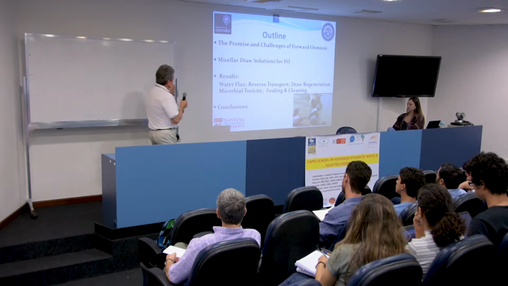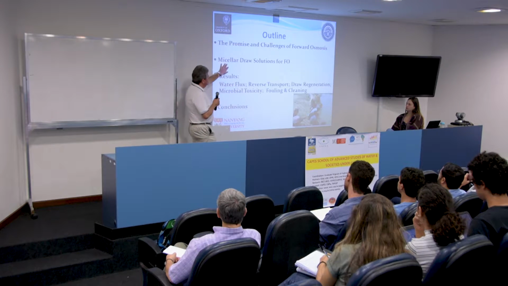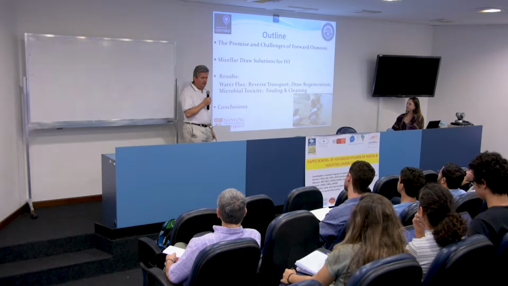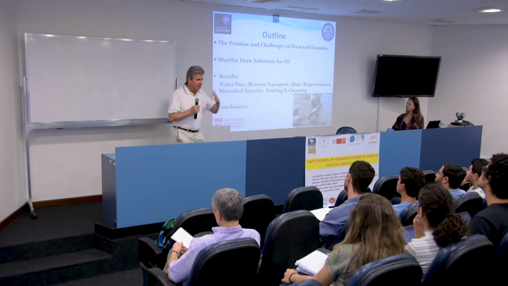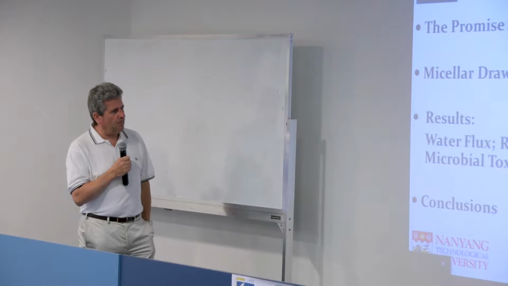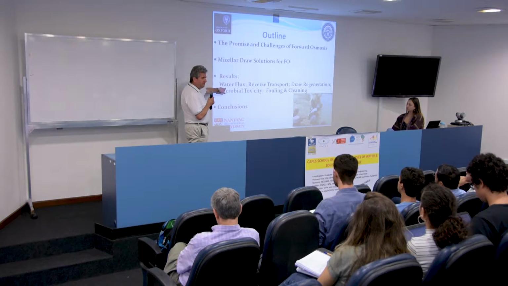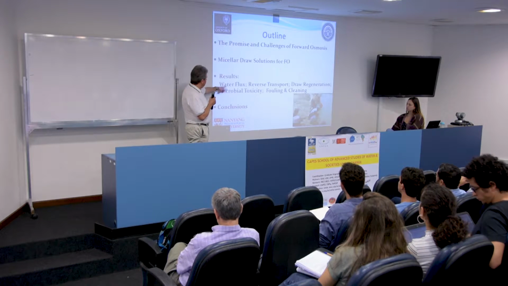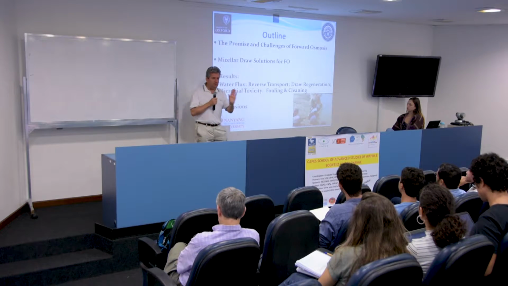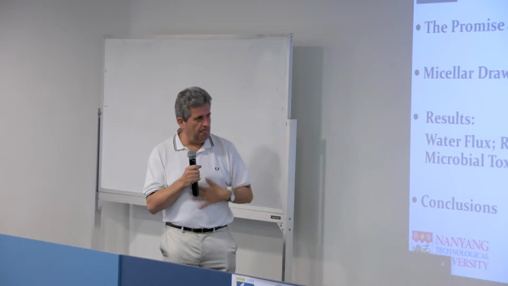So I'm going to talk about the promise and challenges of forward osmosis, and then I'm going to talk about a particular kind of draw solution, and I'll explain what a draw solution is in a minute. No surprise that I'm interested in using micelles, because I've worked with micelles half my life. I know quite a lot about them. And then I'm going to show you some results. I'll talk about the water flux, that's the recovery of clean water from the contaminated water. I'll talk about reverse transport, which is where contaminants start moving back across the membrane in the wrong direction.